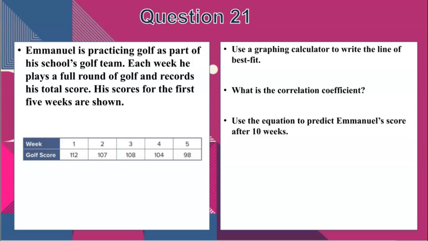Next, Emmanuel is practicing golf as part of his high school golf team. Each week he plays a full round of golf and records his total score. His scores for the first 5 weeks are shown in the table. We are going to use our graphing calculator to write a line of best fit, determine the correlation coefficient, and then determine afterwards what his predicted score would be after 10 weeks.